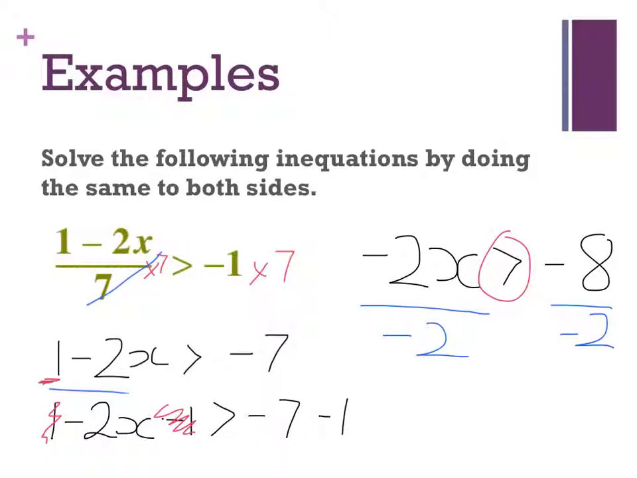So this side becomes x. I flip this side, okay, because that's -2 divided by -2. They cross out. I flipped him, and then it's -8 divided by -2. Well, 8 divided by 2 is 4, and negative divided by a negative is a positive, so it becomes 4. So x is less than 4. Okay, and that's it. That is working out inequalities, guys.